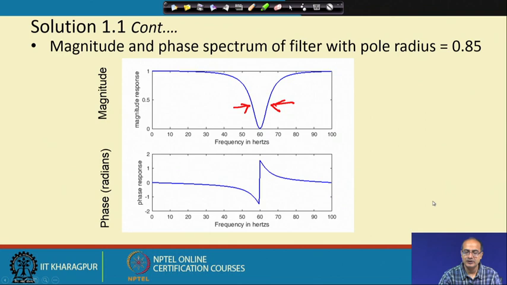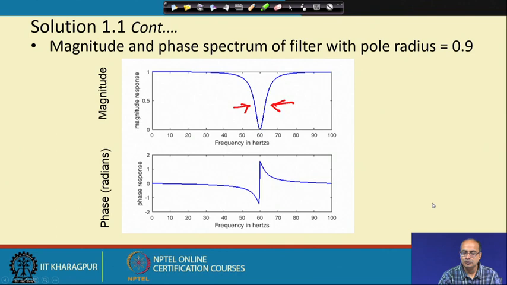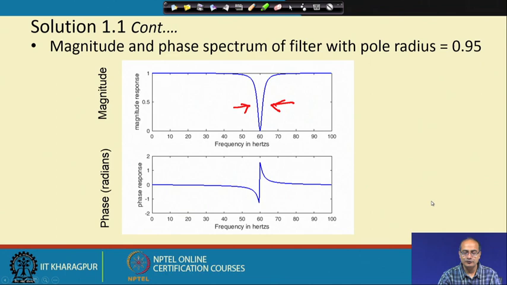Now, let us push it forward to 0.9. We see the notch becomes even more sharp and the discontinuity in the phase also becomes sharper. Going for 0.95, we see a clear difference. Now, it looks much better, we see that it is much more uniform, and probably at 50 hertz and 70 hertz there is almost no attenuation.